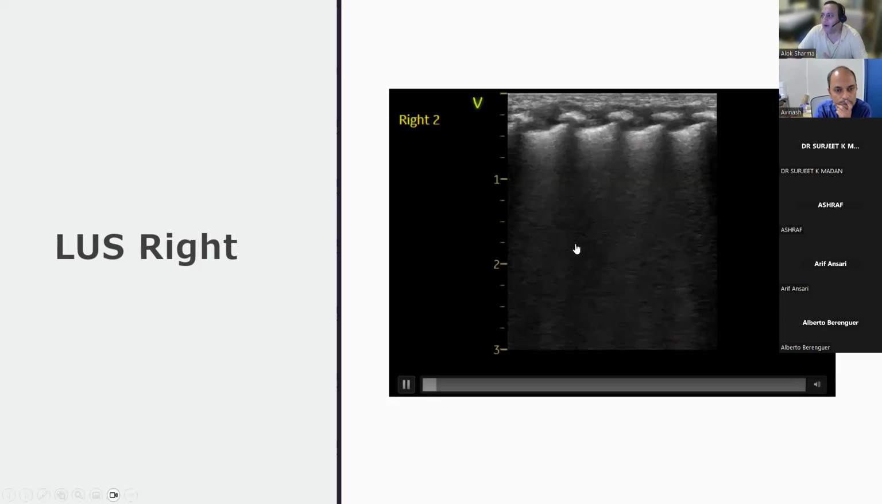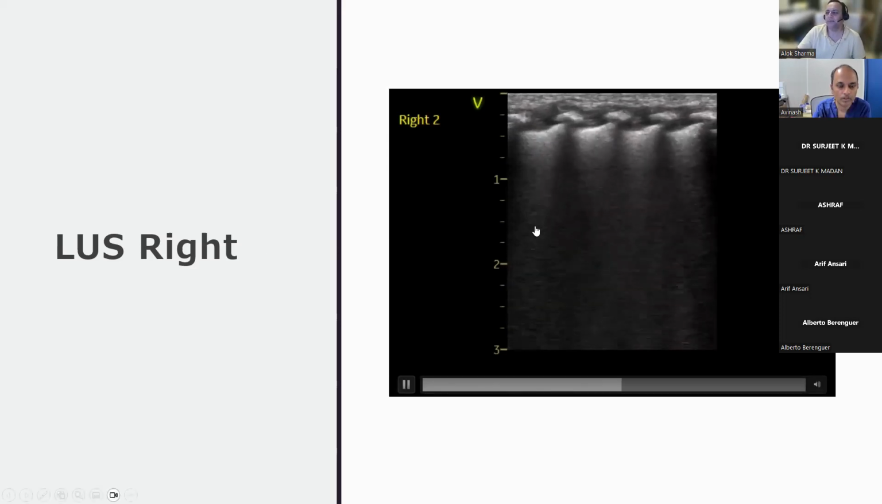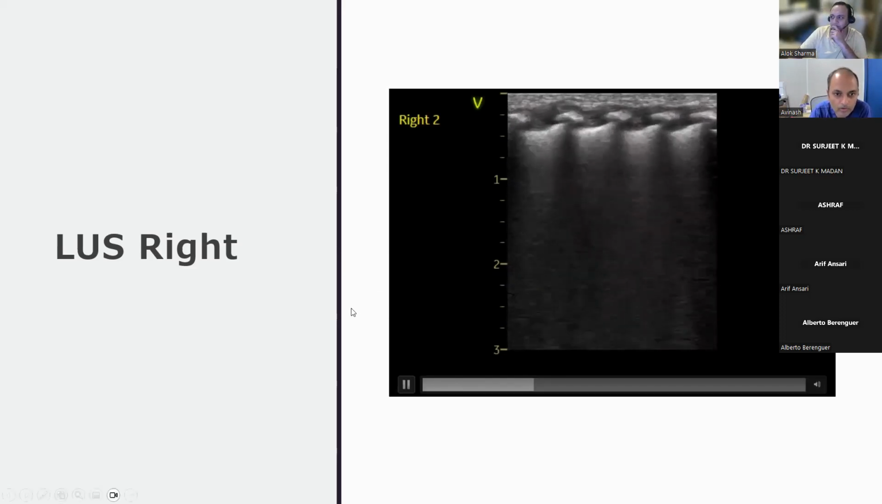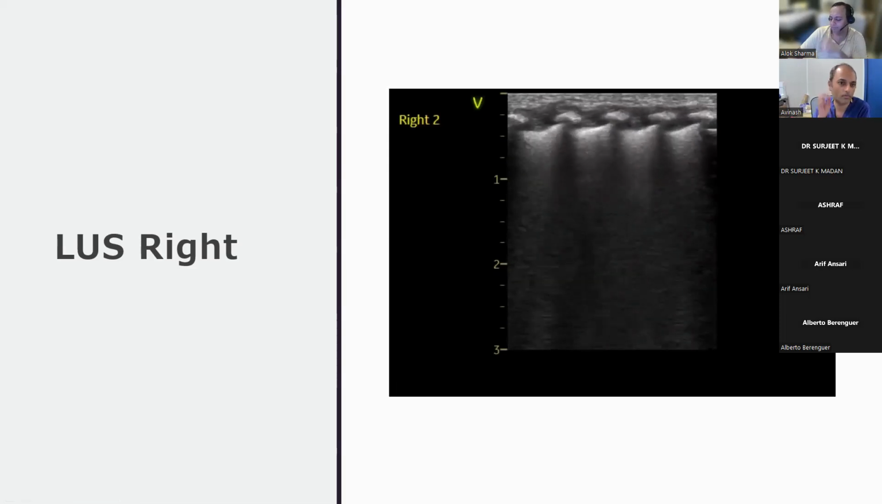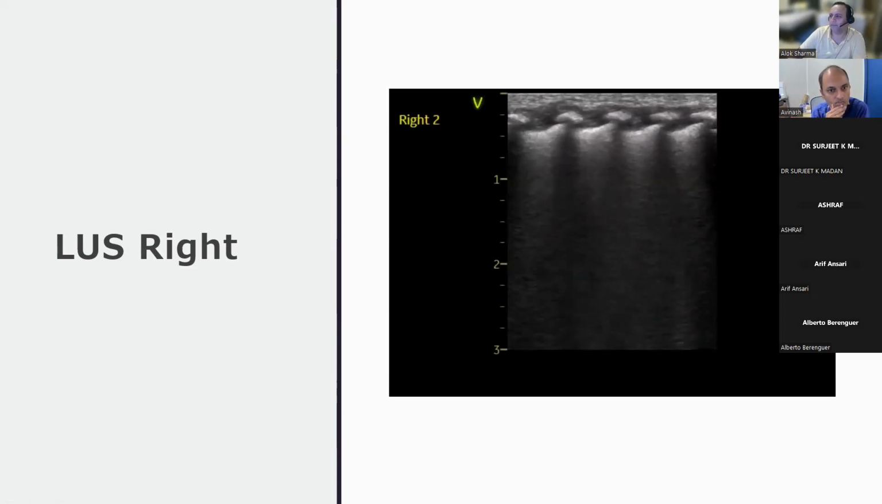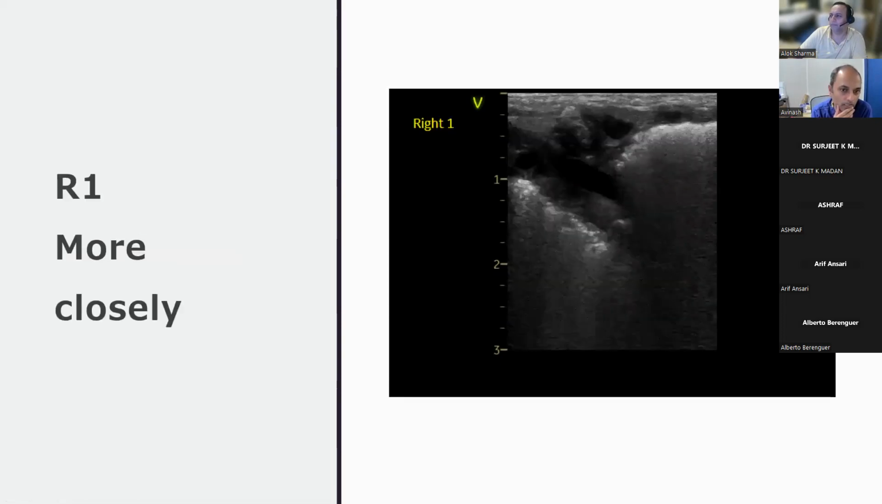Okay. Now, what about R2? What do we think of R2? Yes. So, Avinash, you go first this time. You can see the ribs and the batwing sign. It's mainly B profile again. Can't see the A lines. It's homogeneously B profile in all the four intercostal spaces. So again, there is no subpleural freckling.